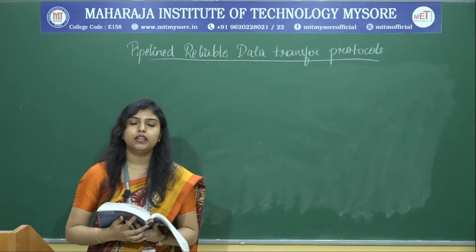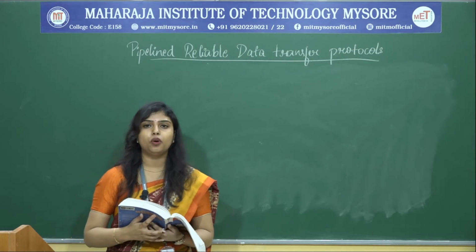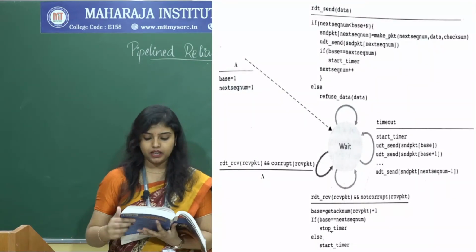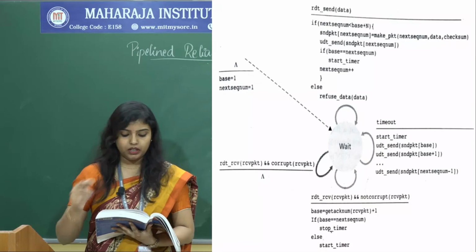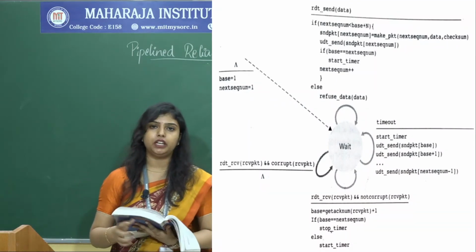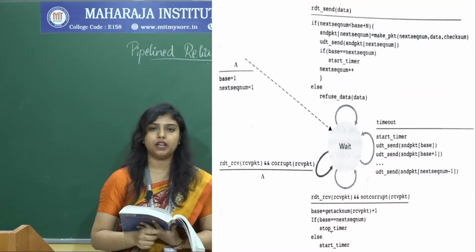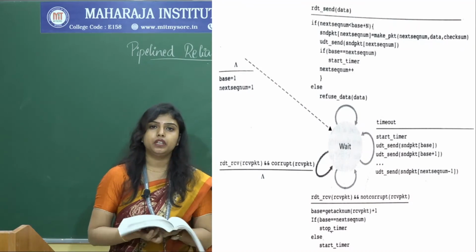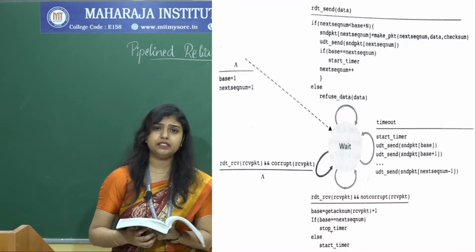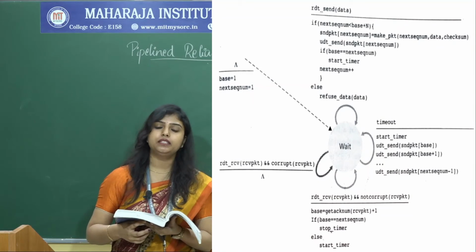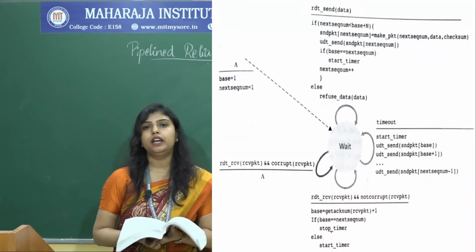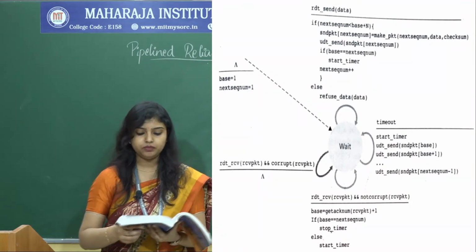Now, let us look at the FSM of the sender side of Go Back N. As you can see in the diagram, it has only one state. The initial dashed arrow has a transition where the event is nothing, and the action is setting base equal to 1 and next sequence number equal to 1.